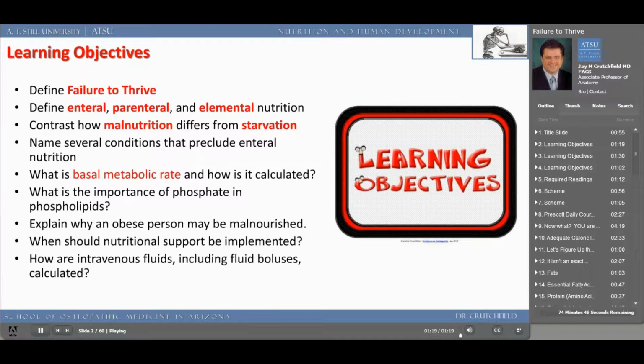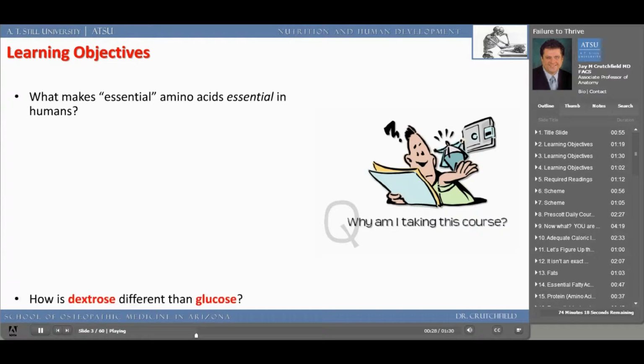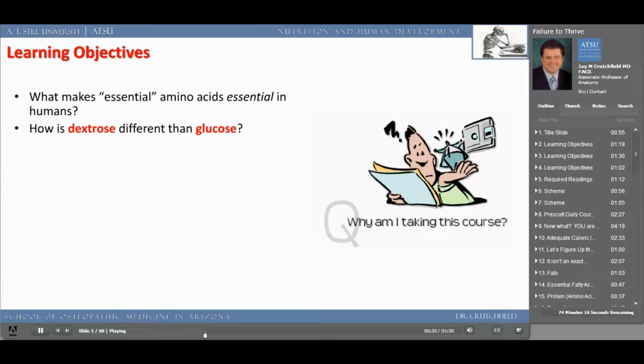to discuss first. I'm not a biochemist and I don't pretend to be, but we're going to go through some basic biochemistry. We're going to talk about the actual biochemistry that you need to take care of a patient. Not all of those enzymes are important. We need to learn what makes an essential amino acid essential, especially in humans, because different animals have different needs for their amino acids. What is dextrose and how is it different than glucose, or are they the same?